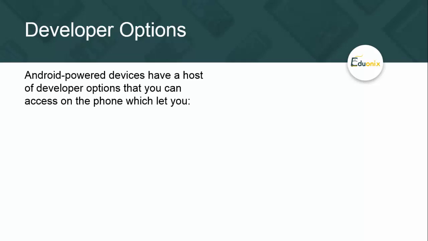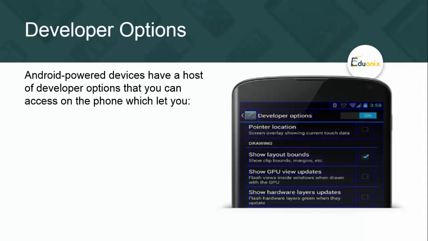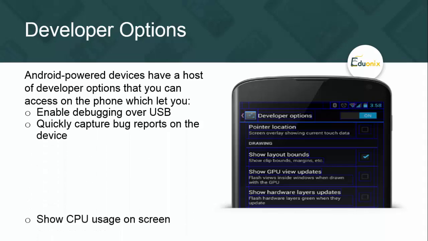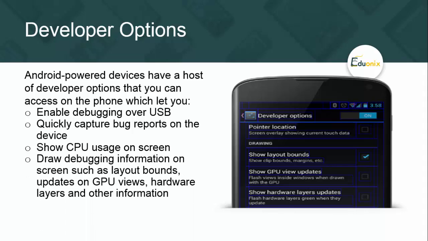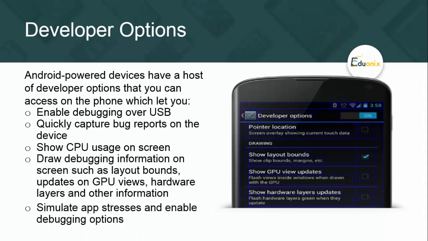Android provides a very useful set of tools called developer options that allow you to debug your app and make it run more efficiently. You can access them right on the device, and they let you enable debugging over USB, quickly capture bug reports on the device, show CPU usage on the screen, draw debugging information on screen such as layout bounds, updates on GPU views, hardware layers, and other information, and simulate app stresses and enable debugging options.